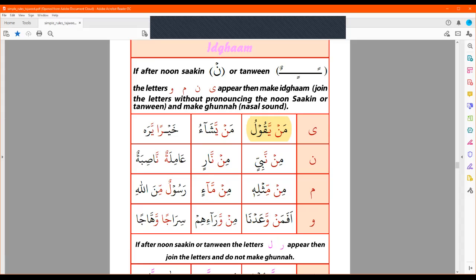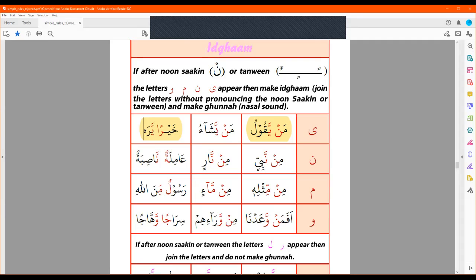So I say may. I skip the nun sakin sound and I make a gunna right here. May. I don't say man. Why? Because that is the rule of idgham. So you have to say may yaqulu. That is the example of after nun sakin, the letters of idgham. Now let's do one from after tanween. There is a tanween, and after tanween the letters of idgham come. Then how do you read?